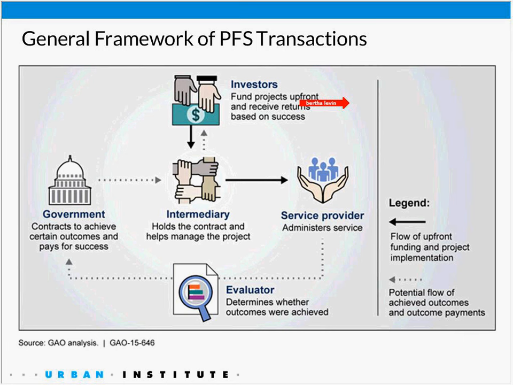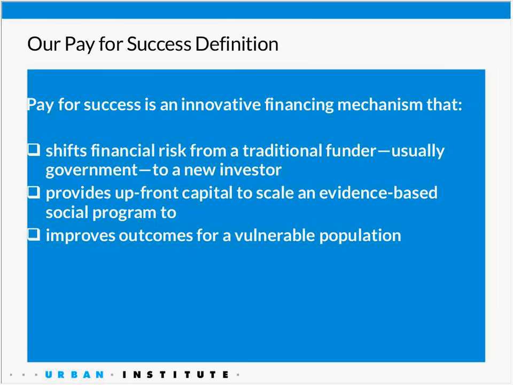I see we have one quick question about Urban Institute's role. We see ourselves as an intermediary, right there in the middle, as an objective knowledge intermediary, providing services that help inform the deal or the transaction. I'm going to talk about that a bit more later as well. But for now, I'm going to turn things over to John to talk a bit more about the initiative. So John, take it away.